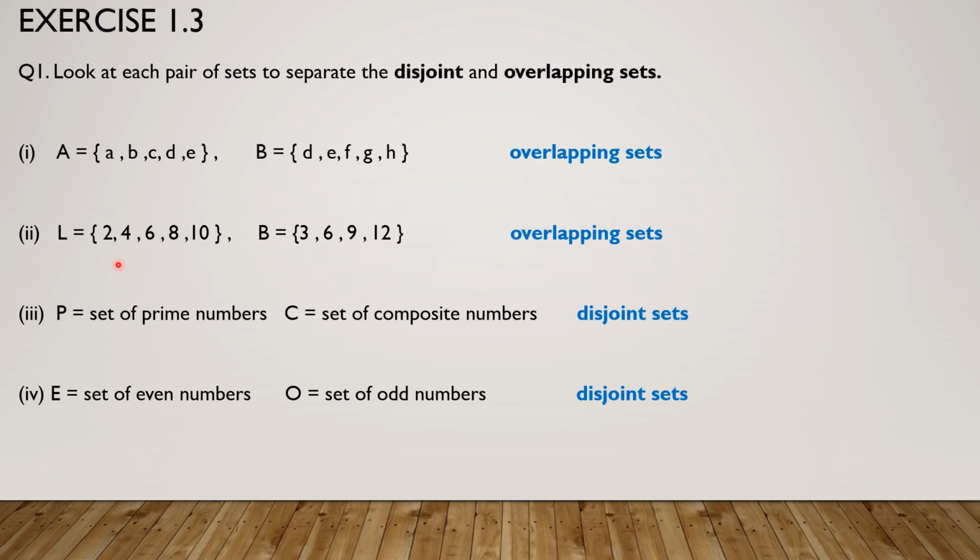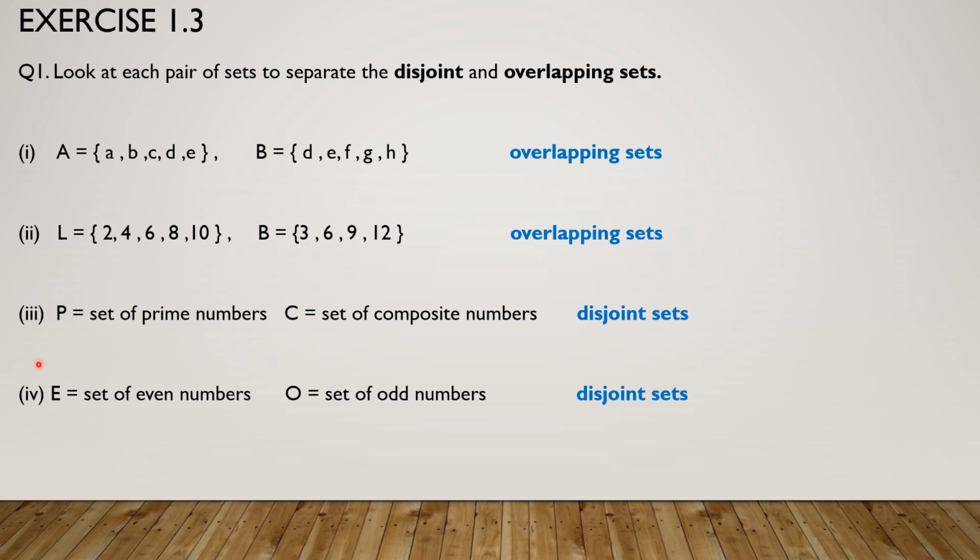See part number 2. In L we have 2, 4, 6, 8, 10. In B we have 3, 6, 9 and 12. See whether something is common between them. Yes, which element is common between them? 6 is common between them. So we will say these are overlapping sets, as L is not a subset of B and B is not a subset of L. One element is common between them.